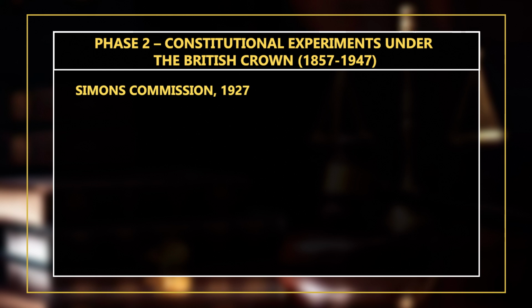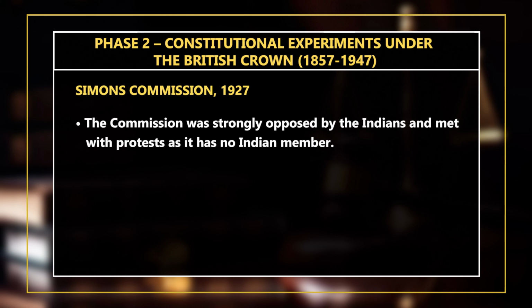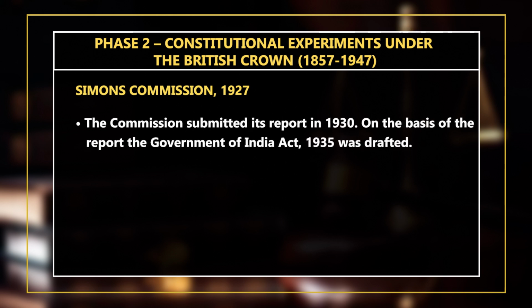Then came the Simon Commission of 1927, a 7-member commission under the chairmanship of Sir John Allsebrook Simon, which arrived in British India in 1928 to review the provisions of the Government of India Act 1919. This commission was strongly opposed by the Indians and met with protests as it had no Indian member. The commission submitted its report in 1930. On the basis of the report, the Government of India Act 1935 was then drafted.